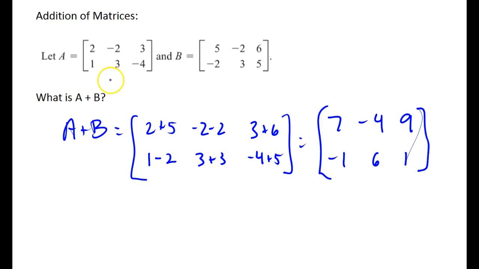Now notice that I can only add matrices that have the same dimensions. So this is 2 rows, 3 columns, and this is also 2 rows, 3 columns. So I'm able to add them together.